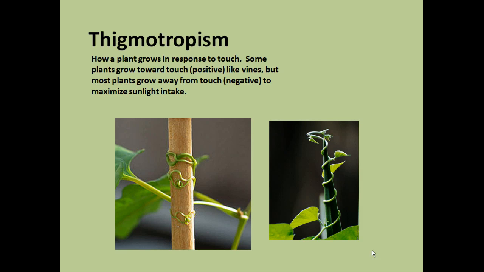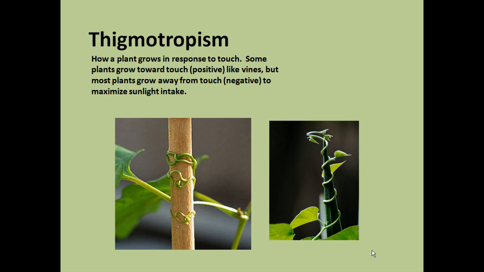Let's talk about thigmotropisms. The last tropism that you didn't see in the video, we need to cover real quick. This is a plant's response to touch. And it can be positive, it can grow towards touch, or away from touch. That'd be a negative response. And why would it grow away from touch?